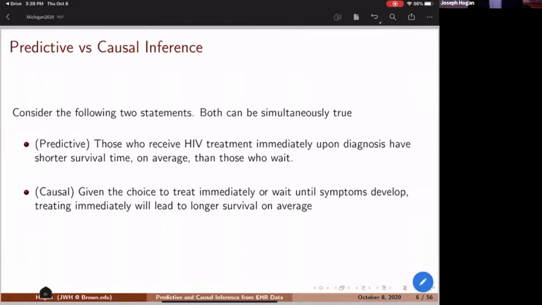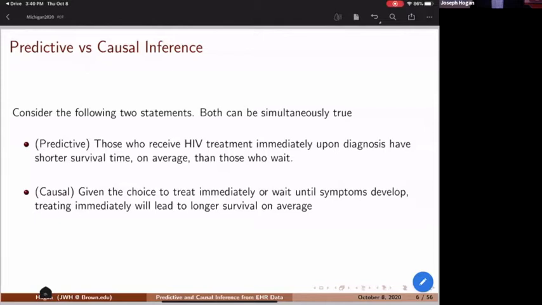If we look at the following two statements, these can both be simultaneously true. It could be possible that those who receive HIV treatment immediately upon diagnosis have shorter average survival time than those who wait. That's actually exactly the sort of predictive phenomenon you would see if you looked at cohort data in the early phases of the HIV epidemic. The reason that's happening, which seems obvious in retrospect, is that sicker people were getting treated. So if you developed a predictive rule for survival based on who received treatment and who didn't, you would find that those who received treatment survived for less time on average.